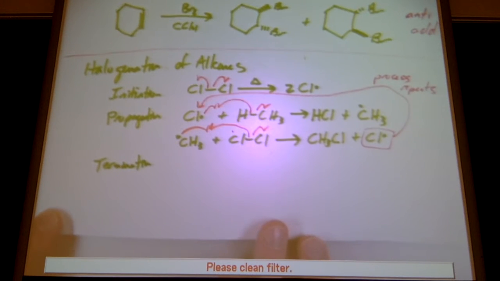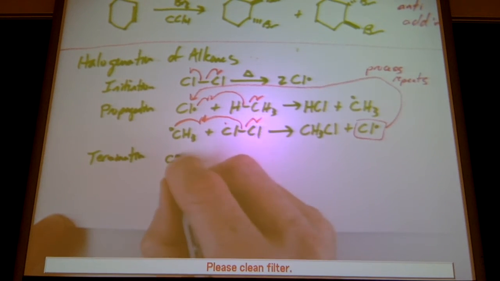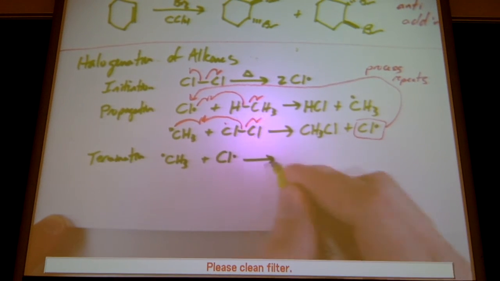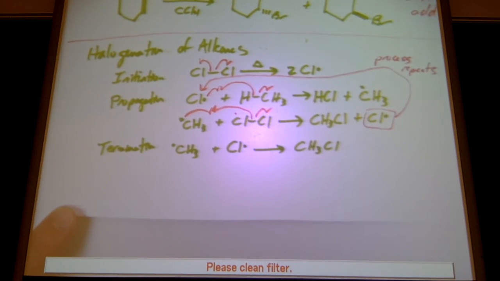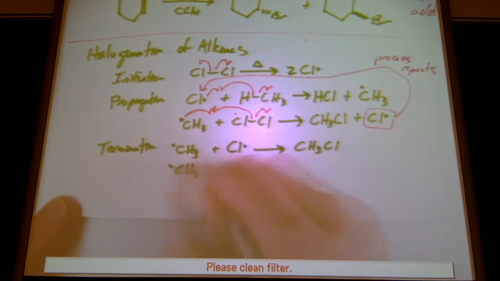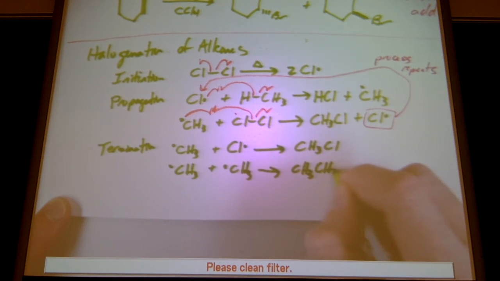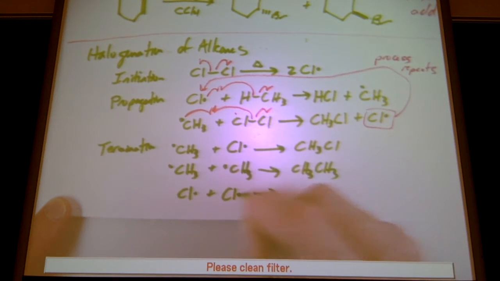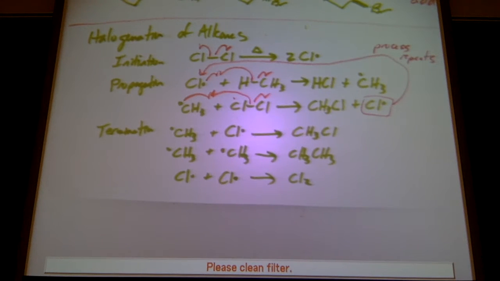In termination, it was two radicals come together. So I have a few different radicals here. I have this methyl radical. And I have chlorine radical in solution. So if they came together, make your alkyl halide. But the two methyl radicals could also combine with one another. Or your two chlorine radicals could also combine with one another. There's various termination steps there.